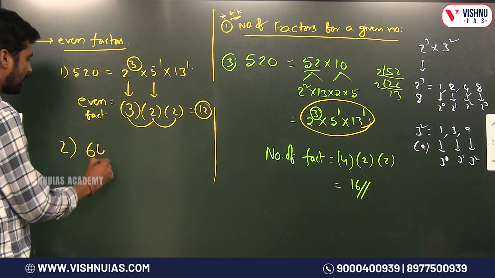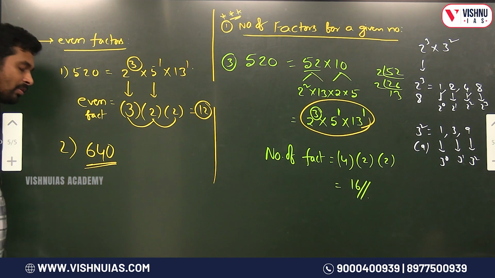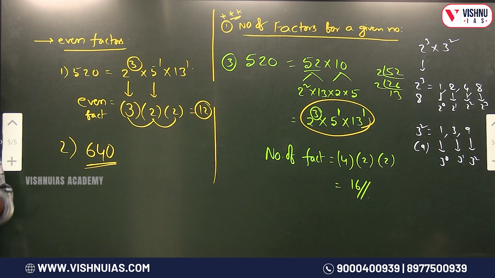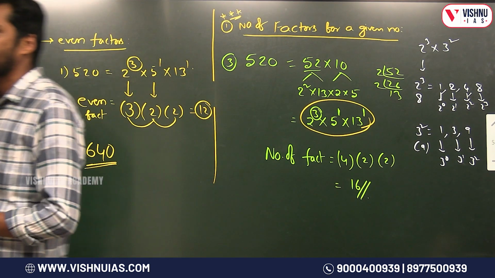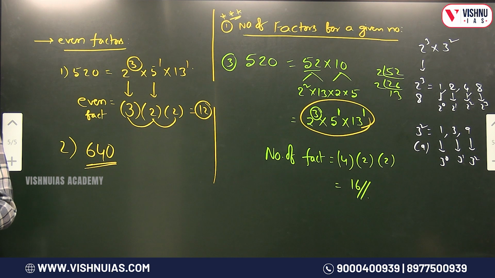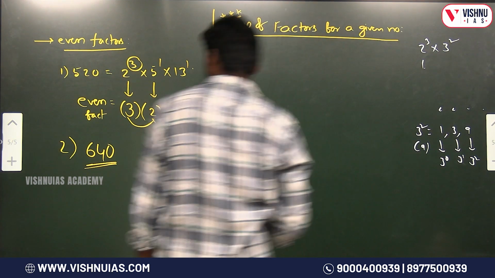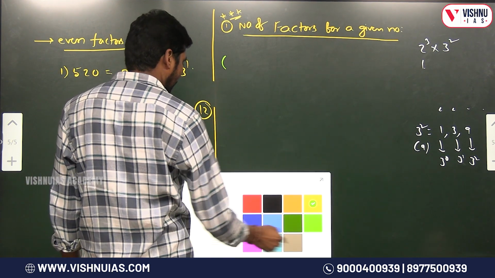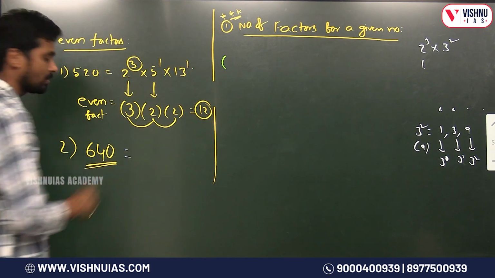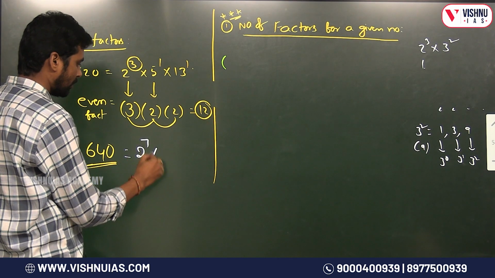Now find the total number of even factors for 640. Almost all in this concept, we write every number as a product of prime numbers. For most of the concepts we use this method. Actually, you can write 64 into 10, where 64 is 2 power 6, into 2 into 5, which means 2 power 7 into 5. So 640 after you write it as a product of prime numbers is 2 power 7 into 5.